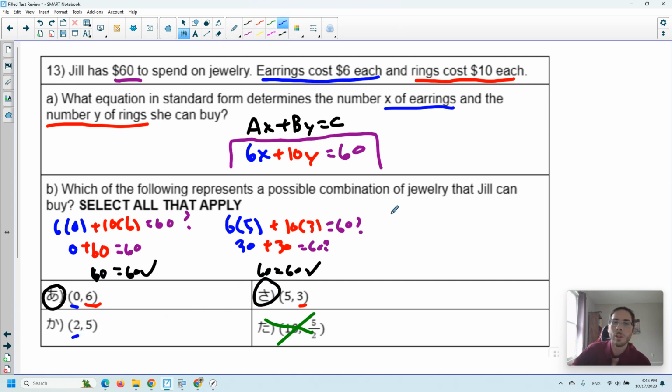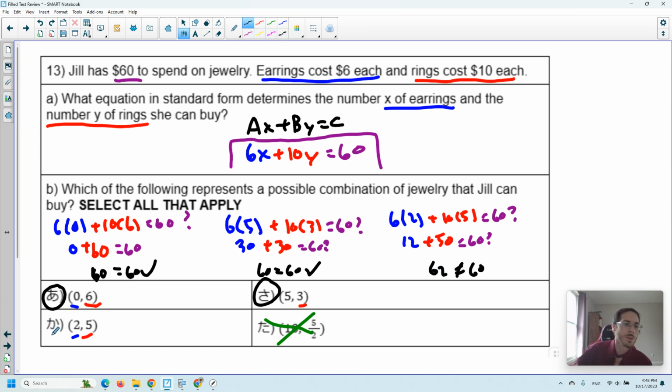So we got 2. So we got 6 times 2. And we got 5. So plus 10 times 5 equals 60. So 6 times 2 is 12. And then 10 times 5 is 50. So we have to see if that's actually 60. In this case, this is going to be 62, which is not 60. So we do not pick this one. That one's out. So that's it. That's how to do that one. Again, I didn't bother with the fraction because it doesn't make any sense in the context of the problem. If you try it out, it also doesn't work.